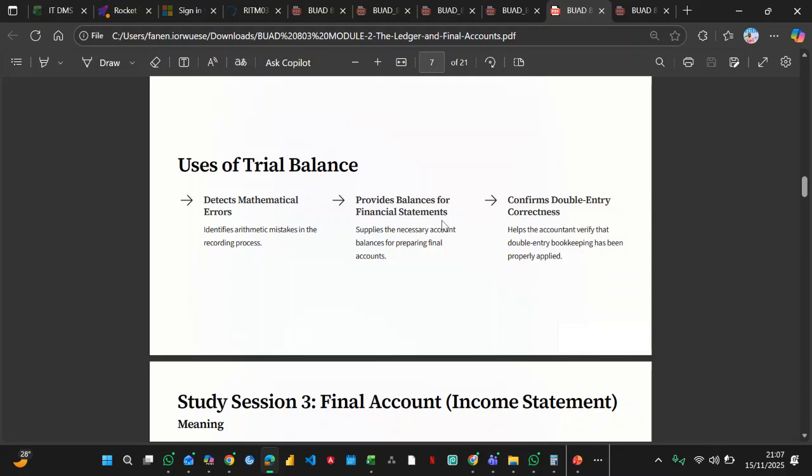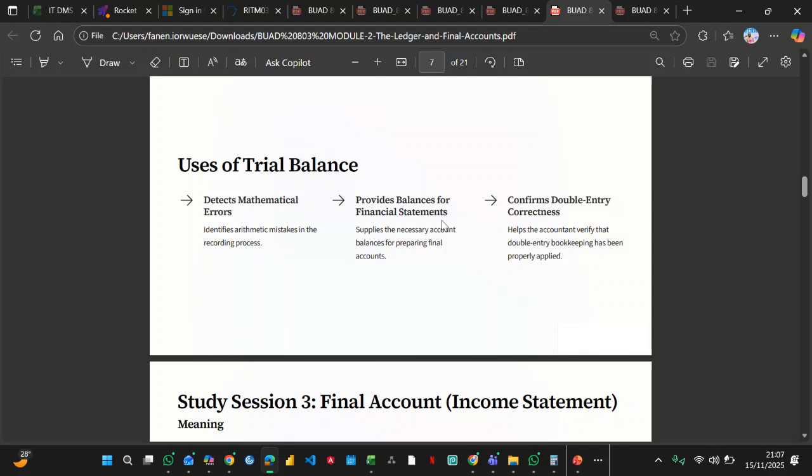So if you have a question where they ask you, why do we prepare a trial balance? It is to test the accuracy. That's number one. And then number two, why are we doing that? Why do we prepare a trial balance? It is to detect some errors early before we go far.